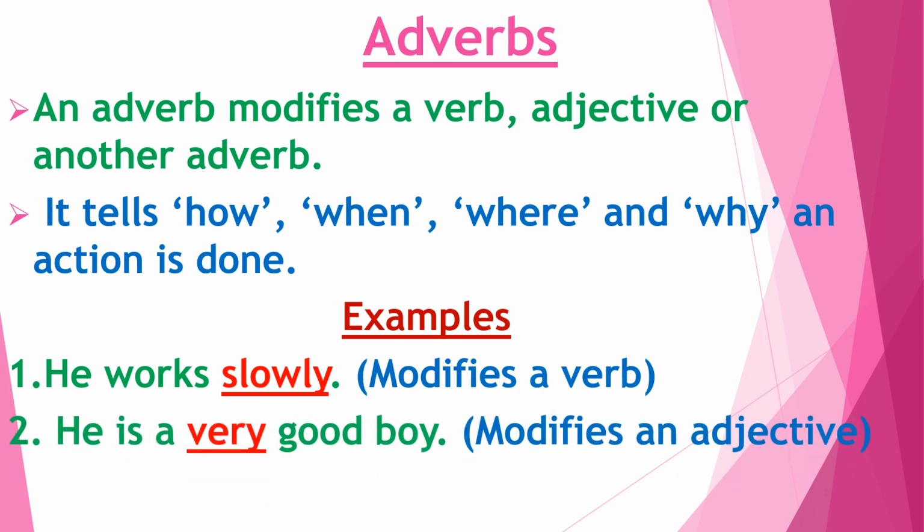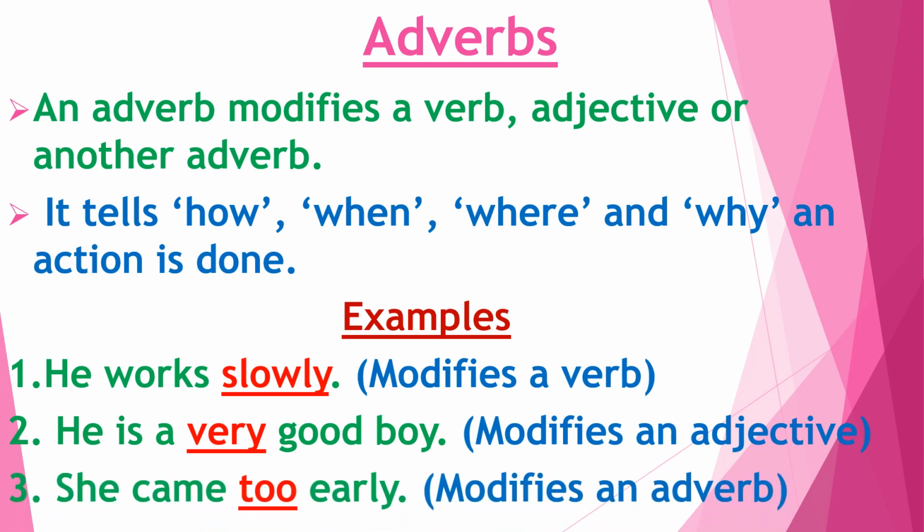Now see the next example. He is a very good boy. Modifies an adjective. Here the word very modifies the word good. Good is an adjective, so it modifies an adjective. So in the definition we find modifies a verb. First example, modifies a verb. So slowly, look at the first example again. Slowly modifies the verb walks. Second example, modifies an adjective. For example, very modifies the adjective good.